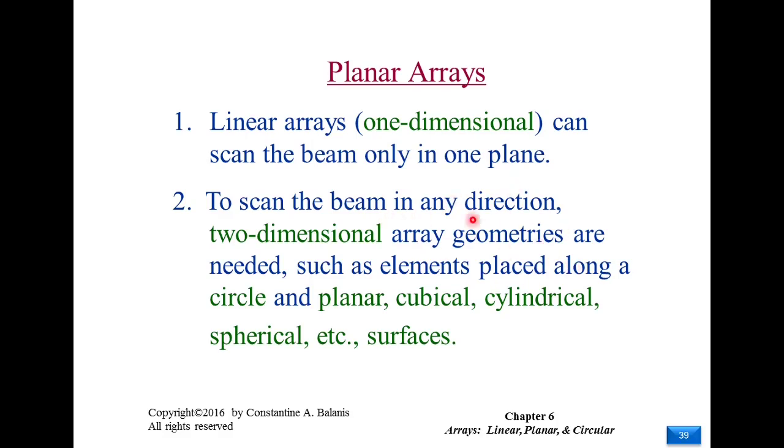To scan the beam in any direction, elevation and azimuthal, we need two-dimensional arrays. Two-dimensional arrays are arrangements in 2D, like in a circle, on a plane, on a cylinder, and so forth. And this will be the focus of this second part of the lecture.